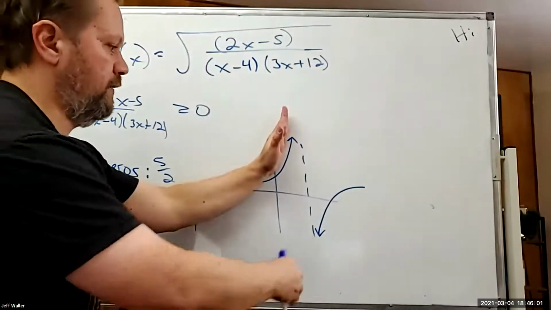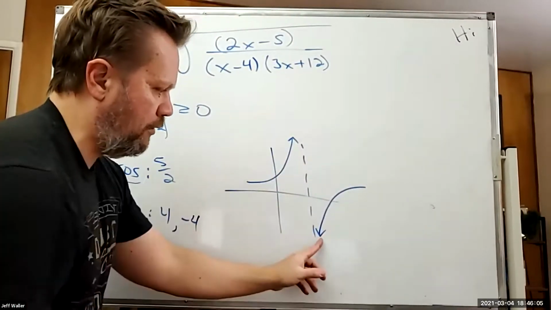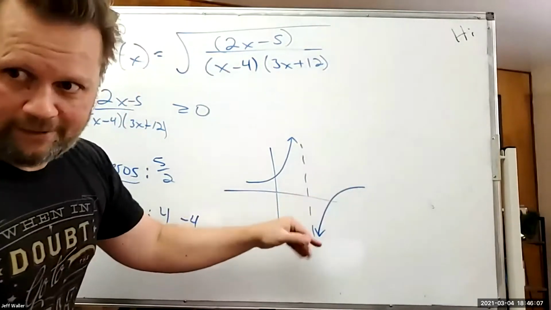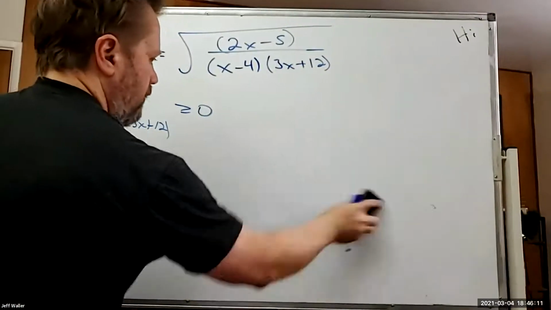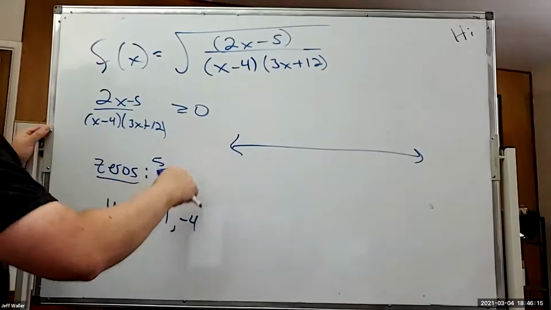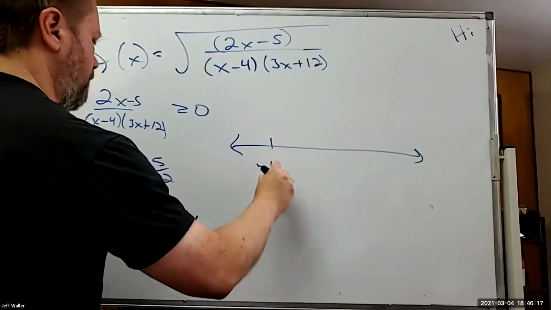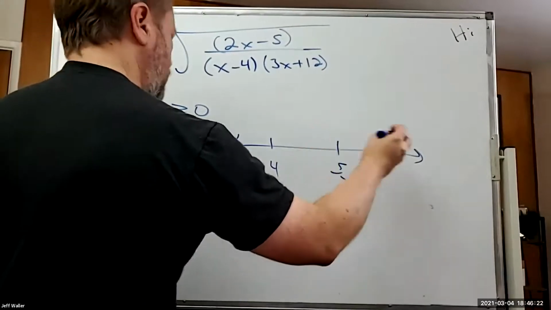They're positive on this side. Right on the other side of this undefined point, they now are negative. They change sign. So it's exactly, this is so beautiful. When you make your number line now, I've got, let's see, negative 4. I've got 5/2, and I've got 4.